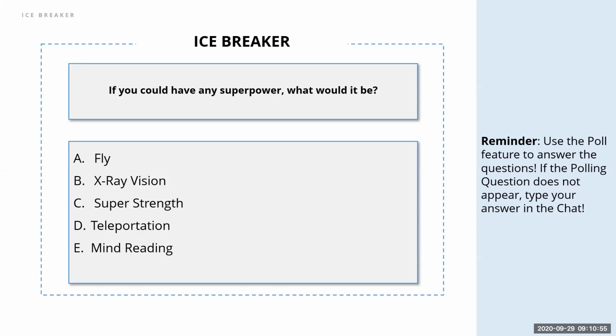What we'll do right now is I'll read this polling question, and I'll bring it up on your screen. If you could have any superpower, what would it be? Would it be A, to fly, B, X-ray vision, C, super strength, D, teleportation, or E, mind reading? I'm going to go ahead and bring up that polling question for you. It should launch, and you should see it on your screen. We'll give everyone about a minute to answer that question for us.